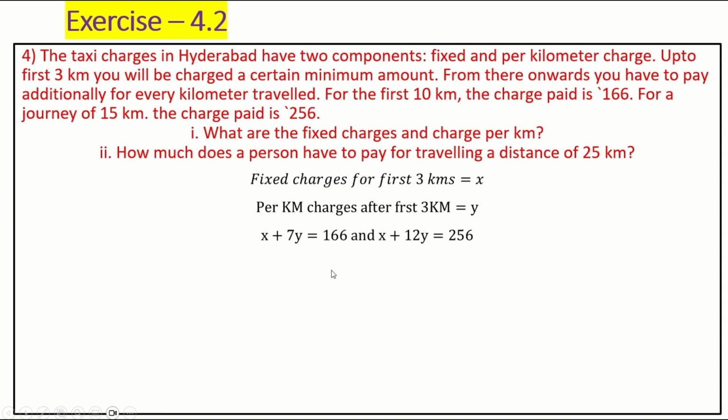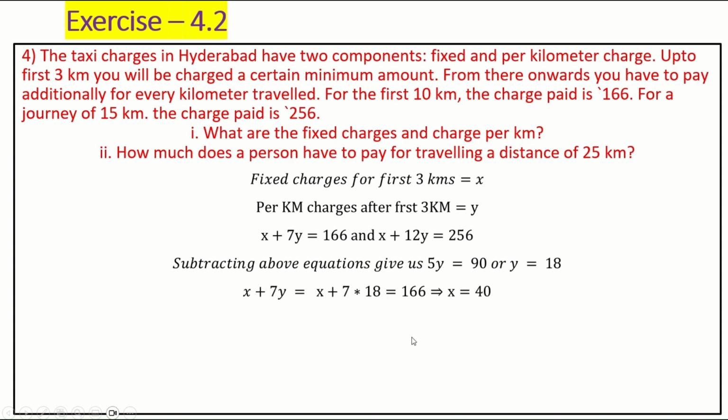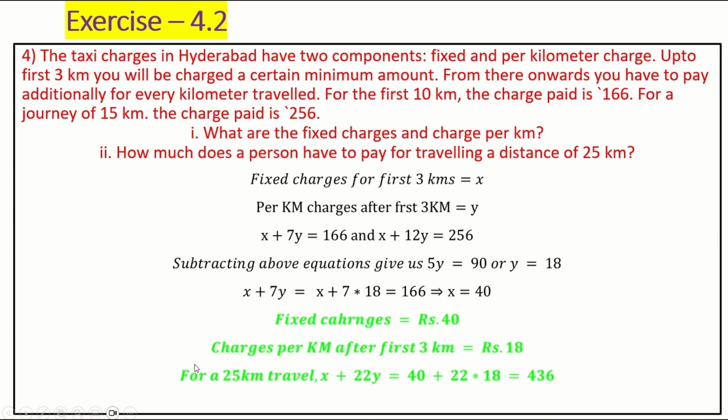Now you have the two equations, you solve by elimination method. Very easy. 5y equal to 90, or y equal to 18 and x equal to 40. So 40 is the fixed cost and 18 is the per kilometer cost. And for 25 kilometers, the expression becomes x plus 22y, because 3 kilometers are fixed and the remaining 25 minus 3, that is 22 kilometers, are at y cost. That is 40 plus 22 into 18, that is 436 rupees. Next.